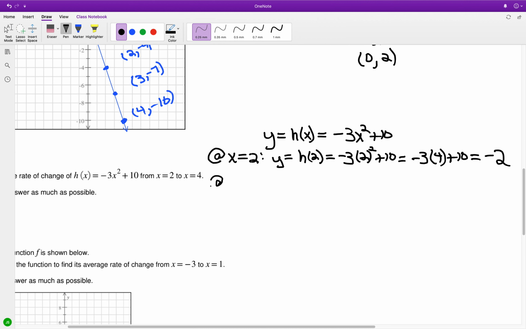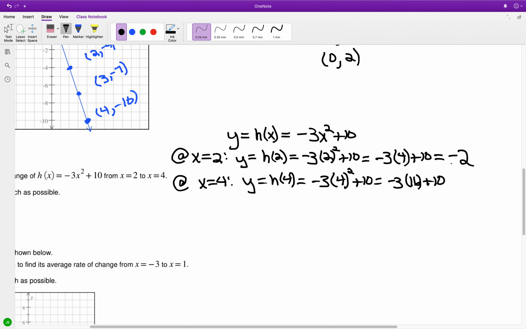Now for x is equal to 4, we will have y is equal to h of 4. So we have -3 times the square of 4, followed by the addition of 10. 4 squared is 16. -3 times 16 is -48. Add 10, so we end up at -38.